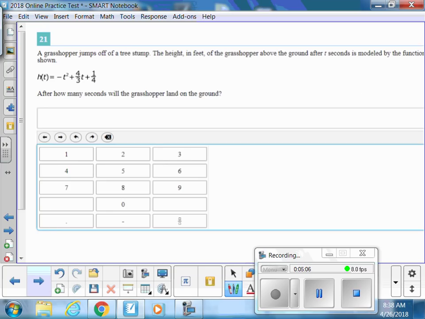All right, we're going to go ahead and graph this and look at the x-intercept because that's where the grasshopper would hit the ground. So off to Desmos.